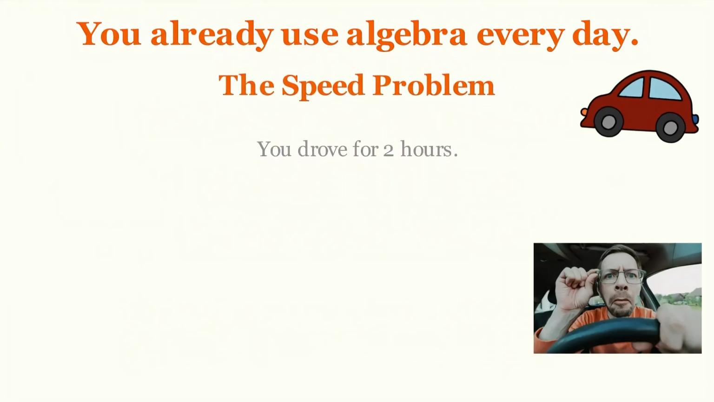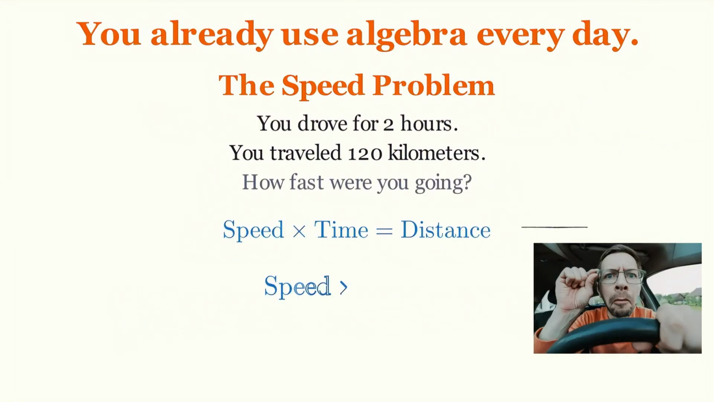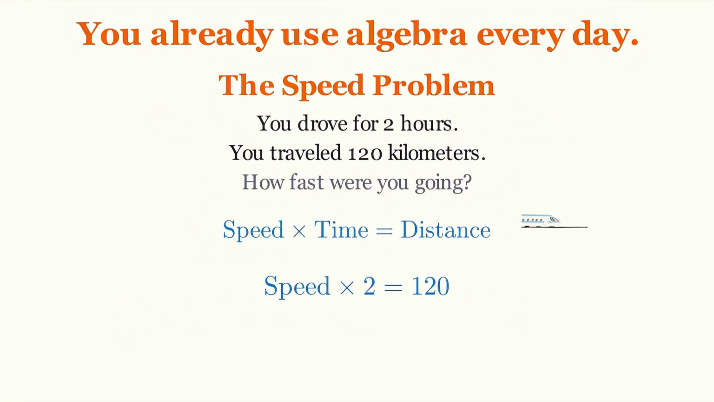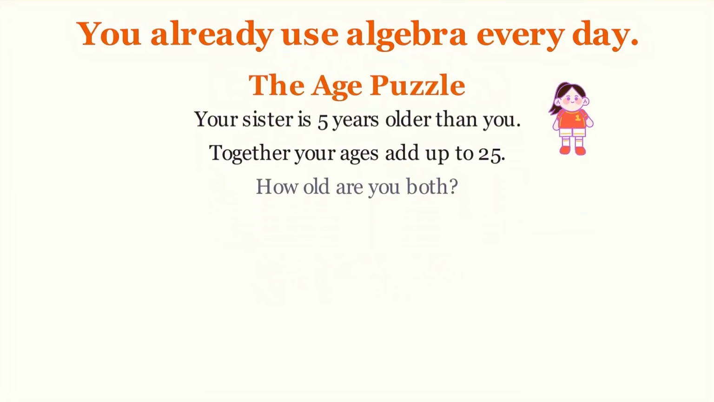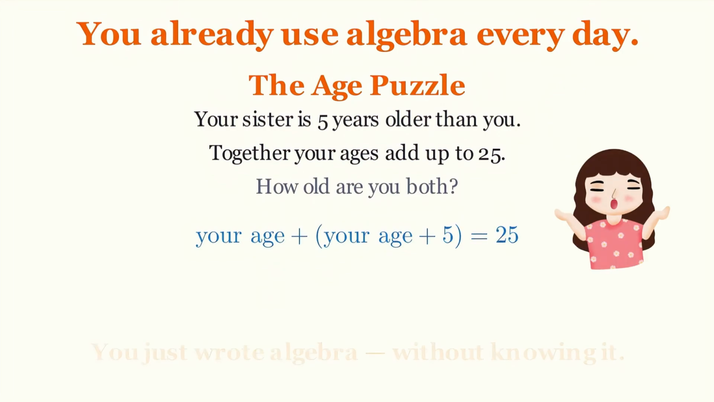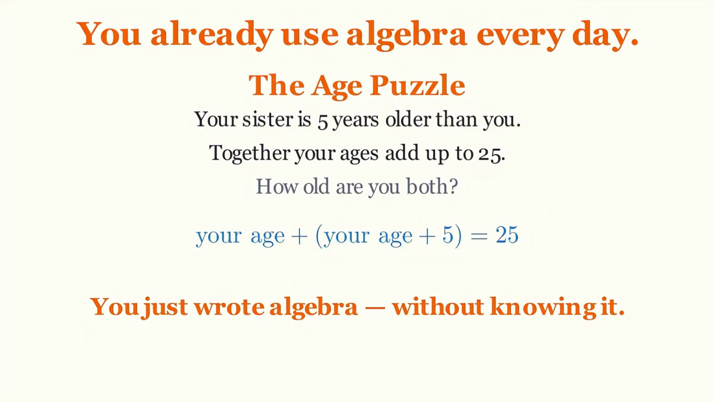You drove 2 hours, went 120 kilometers. How fast were you going? Speed is the unknown. Algebra finds it. Your sister is 5 years older than you. Together your ages add up to 25. How old are you both? See that? You just wrote algebra without even knowing it.